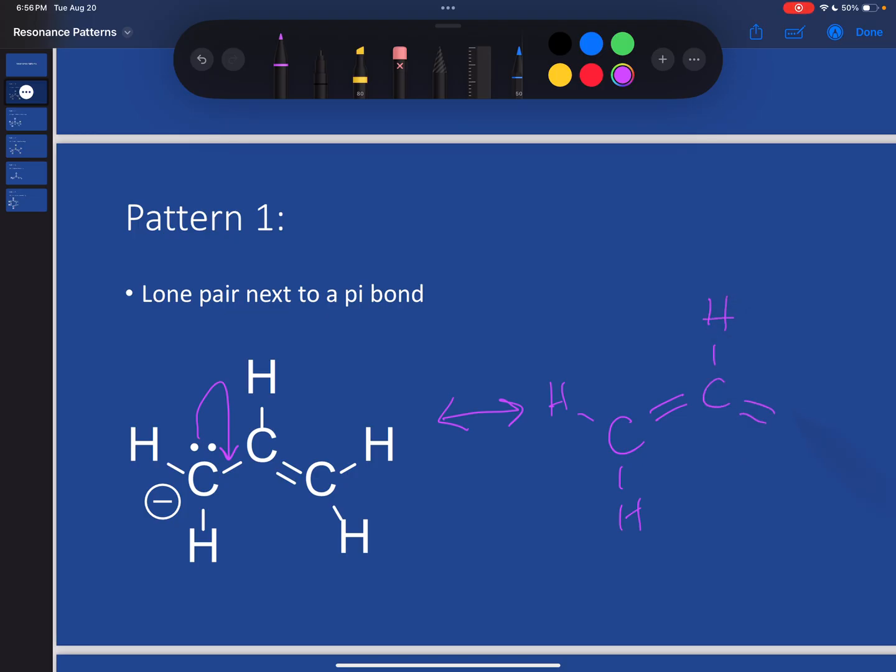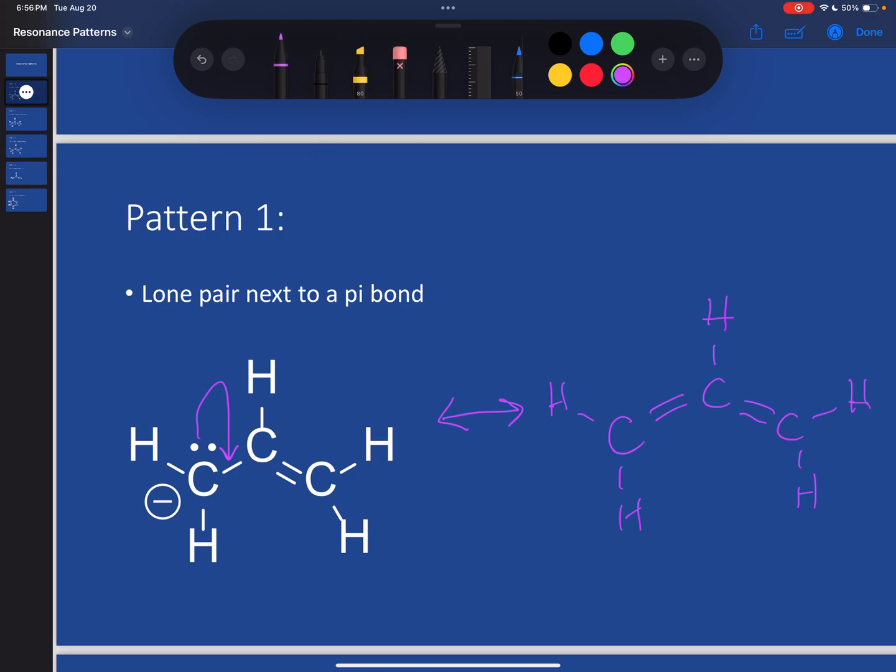But there is a problem here. Maybe right off the bat you can see it. It has to do with this carbon right there. So before we formed a new double bond, that carbon already had 4 bonds. It was happy. After, I now have too many bonds here. So I know there has to be more to my resonance structure.